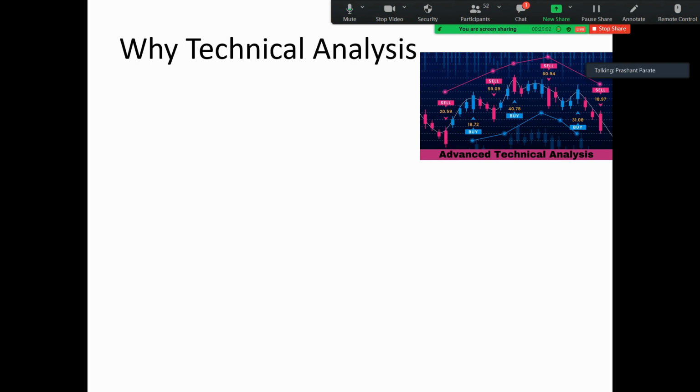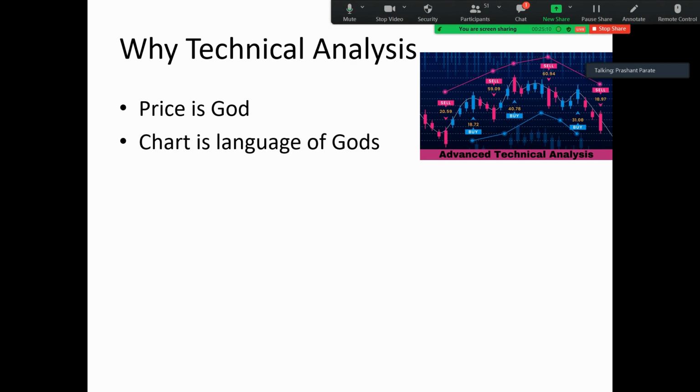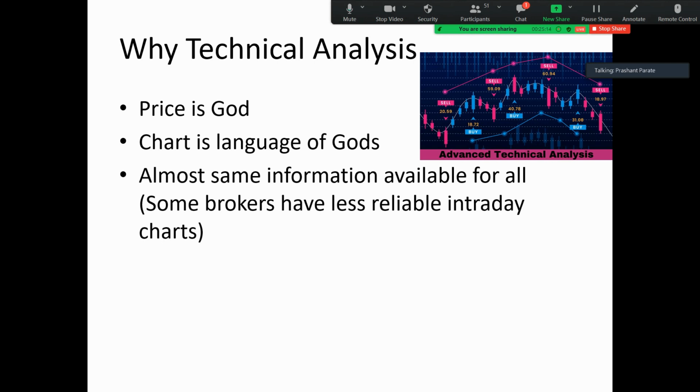And why technical analysis? People say that price is God. Then we should listen to what God is saying, and the language of God is charts. So almost the same information is available for all people. Some brokers have less reliable intraday charts, but end of the day charts are the same for all because it is the NSE chart.